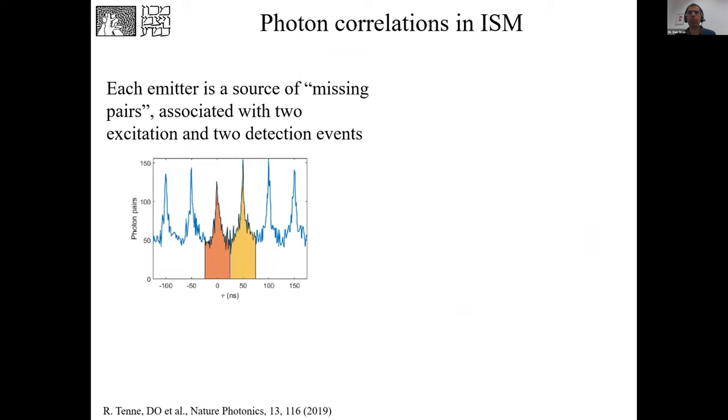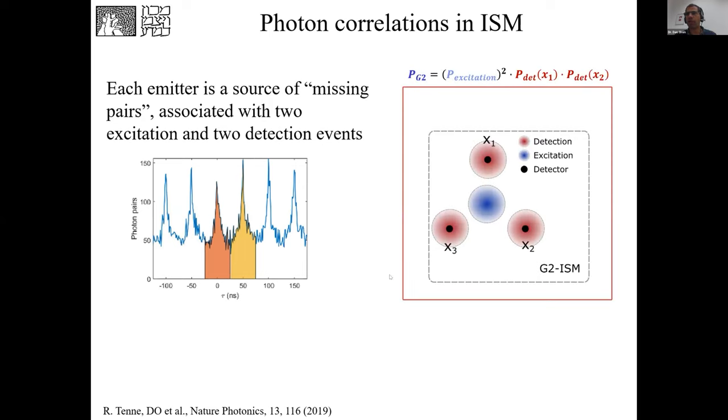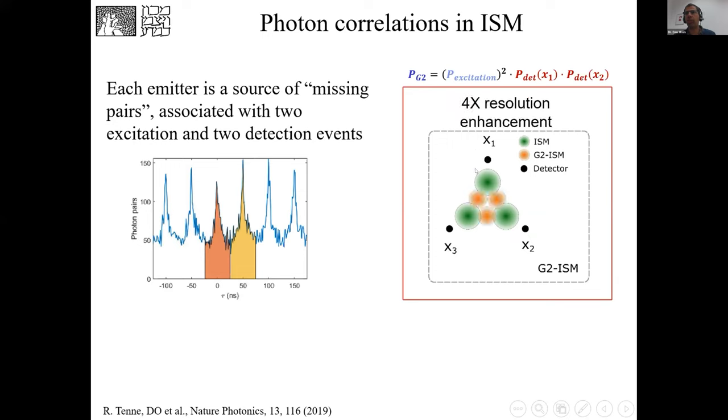Well, each emitter is a source of emitted photon pairs, and the pair is associated with 2 excitation, 2 detection events. You can think of sort of the same math. If you have your excitation spot here, this is exaggerated, these are the detectors. You're going to look at correlations between detectors X1 and X2. So you first have to multiply the excitation point spread function with the detection point spread function, to get this green point spread function. But now with 2 detectors, you have to multiply 2 of these green point spread functions and get a smaller point spread function, so a better resolution, with potentially a 4x enhancement, directly a 2x enhancement in resolution.